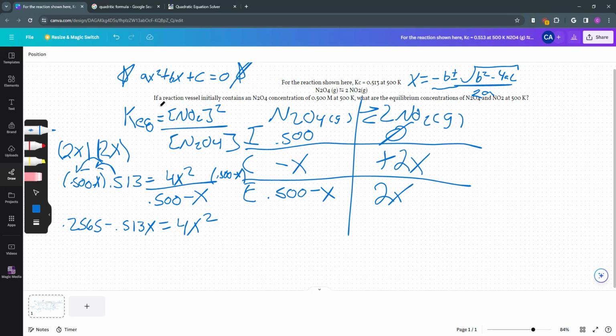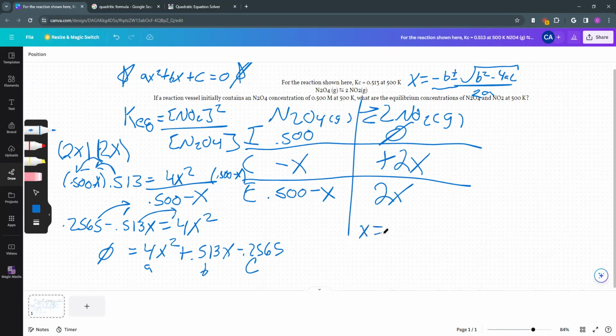Now I'm going to get everything on the same side. So I'm going to move these over, and we have 0 equals 4x squared plus 0.513x minus 0.2565. There's our A term, our B term, and our C term. All right, so now we get to solve the quadratic. So remember, there are 2 possible solutions.